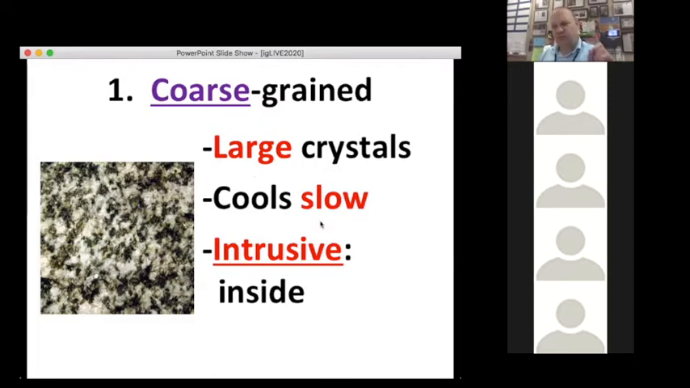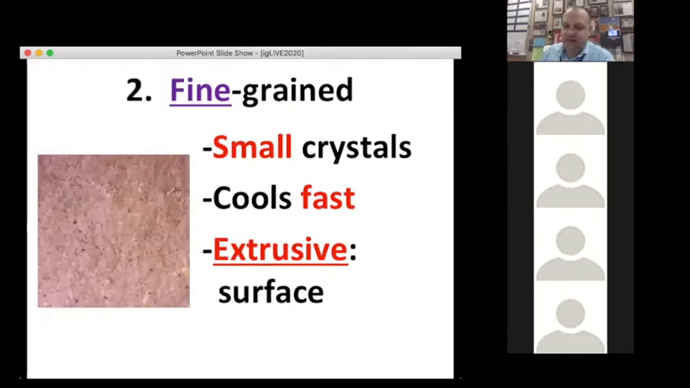Where do they cool slow? Inside, underground. It's still hot down there. So they have time to grow those big crystals. They need space and time. The fancy word for inside the earth, cooling slow, is intrusive. Fine-grained is the opposite.